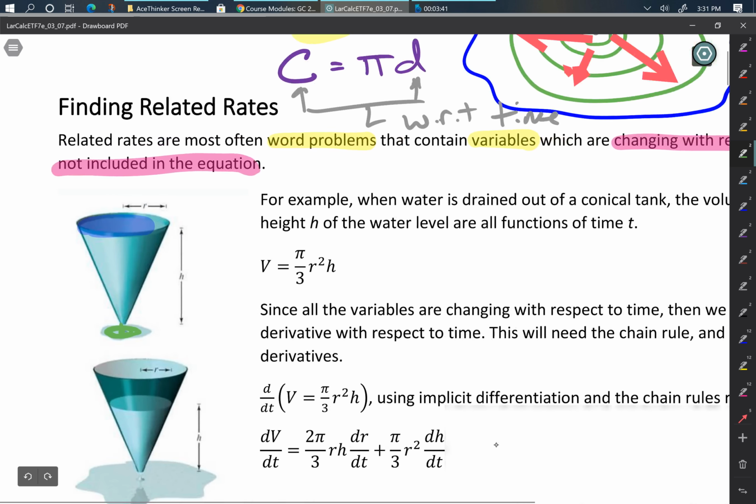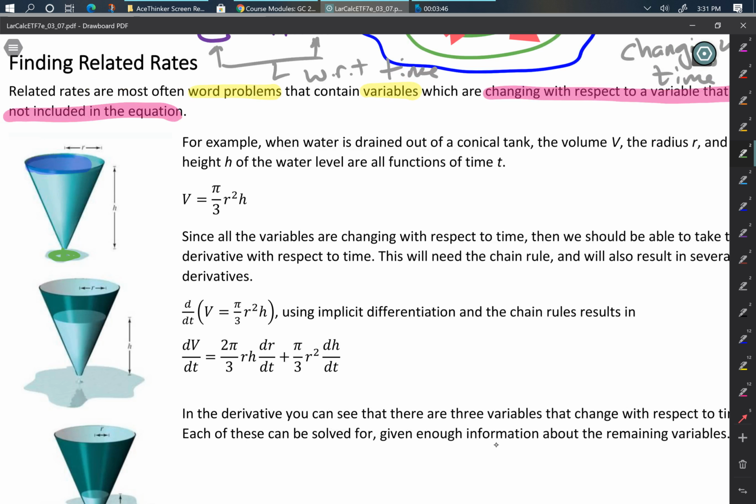Okay? So when water is being drained out of the tank, then the measurable quantities V, R, and H are all going to be functions of time. So even though we have a static equation, V equals pi r squared H, that only tells me the volume of water in the tank at a specific moment in time, because at a specific moment in time, the radius is going to be some number and the height is going to be some number. But when time changes, R is going to be a different number, H is going to be a different number, and V is going to be a different number.